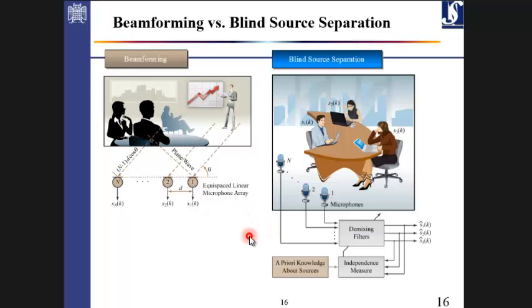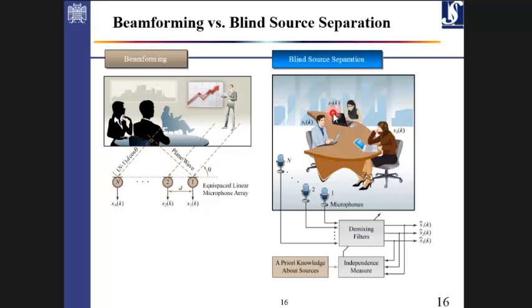In the case of blind source separation, we have no geometry considered for the array, even though there might be some geometry for that, but we don't know that. There is no information of the array geometry. The only thing we have is some recorded signals out of those microphones. That's all.